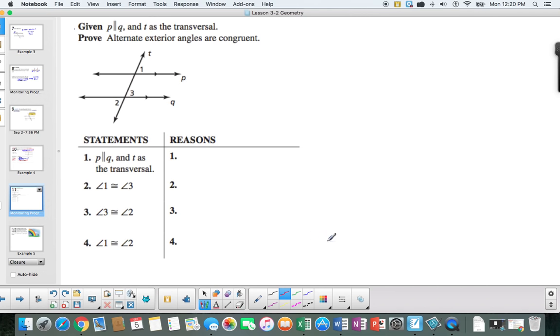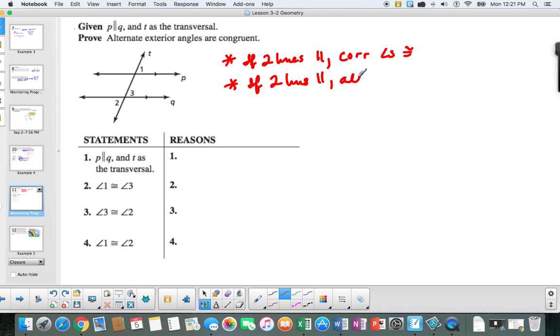Okay, let's do it again by proving the alternate exterior angles congruent. Again, the theorems we can use are the ones that we just proved. If two lines are parallel, then corresponding angles are congruent. That one we can use, and since we just proved it, if two lines are parallel, alternate interior angles are congruent. We can use either one of those.